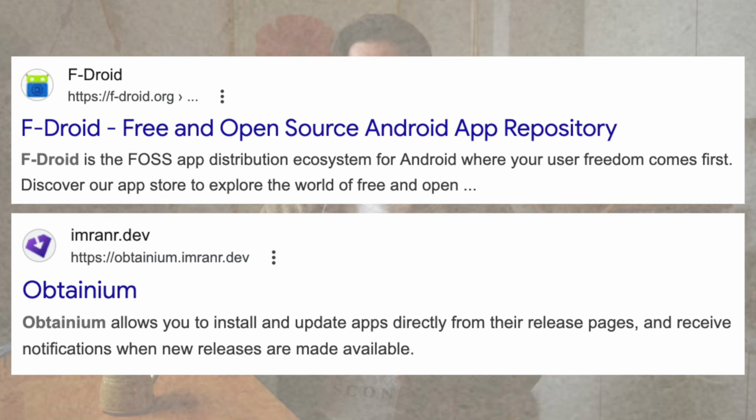I also got F-Droid and Obtainium, which are two other sources of getting apps on this device. F-Droid is another popular open source app store.